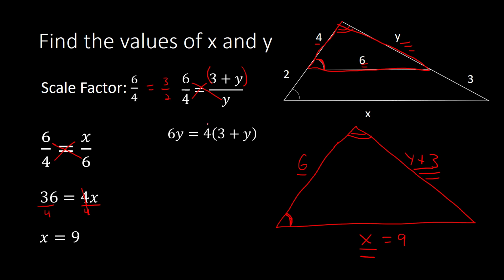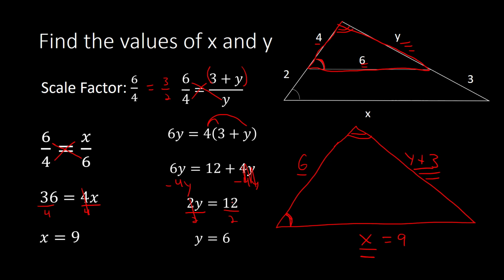So to solve this, I then need to distribute 4 times 3 and 4 times y to get 12 plus 4y. Solve for y by getting y on the same side. So I can subtract 4y to bring it over to the left side. So that will cancel. 6y minus 4y, I'm left with 2y equals 12. And then divide both sides by 2. I now have y equals 6. So I've used the angle-angle postulate to show that we have similar triangles, which then allows me to find the missing side lengths using the scale factor.